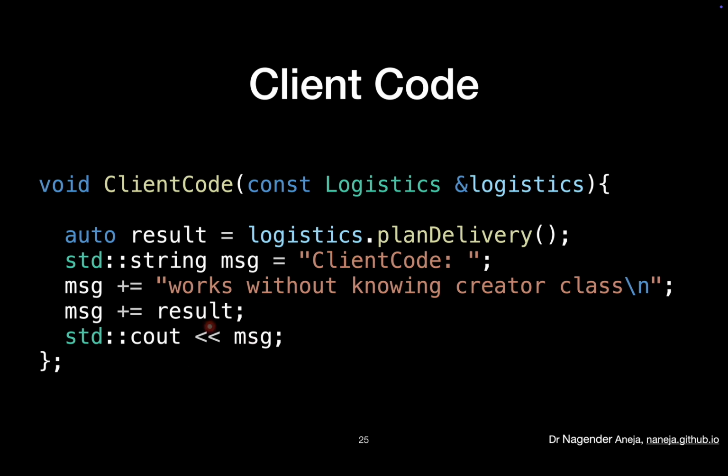And we can say, okay, this message is working without knowing the creator class. You can return a string from that, or you can print this message because the client code is void, or if you want you can return this also. Okay, so that's the client code.